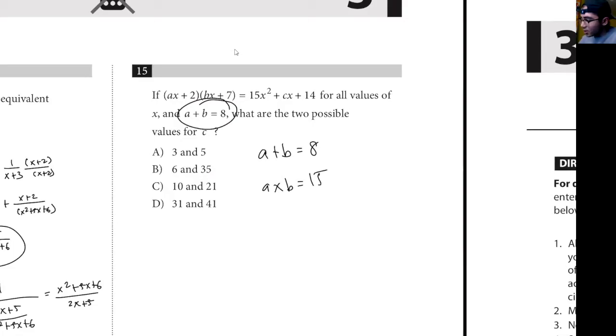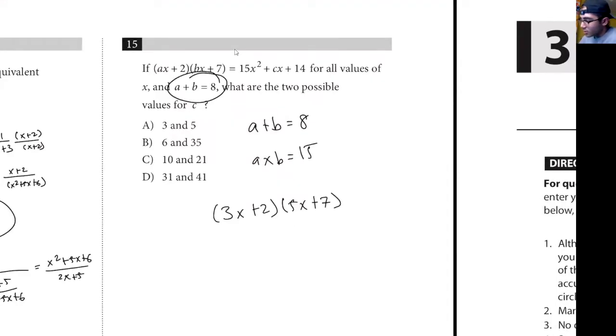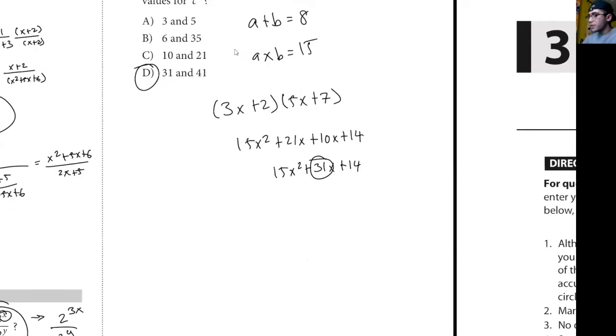So now that we have our quantity here, 3x plus 2 and 5x plus 7, all we need to do is just multiply them out. So we get 15x squared plus 21x plus 10x plus 14. We get 15x squared plus 31x plus 14. You can stop here. You already have your value of c to be 31, right? But you could do this both ways.